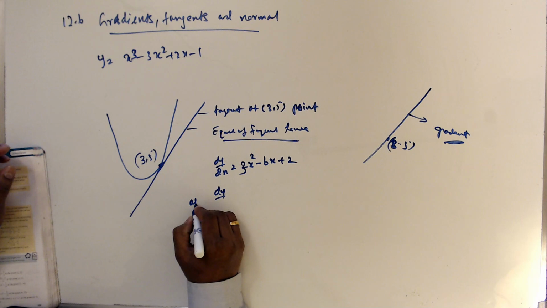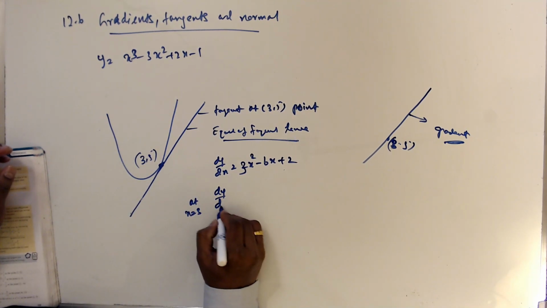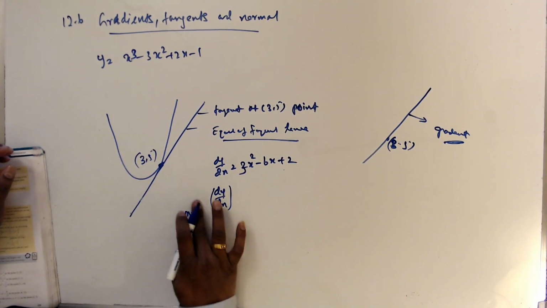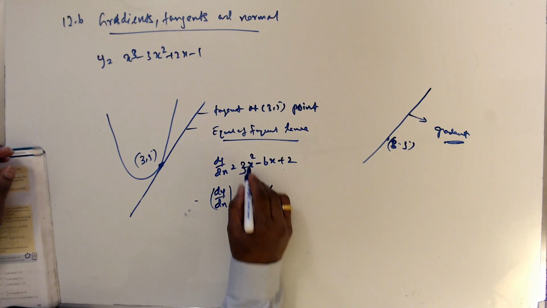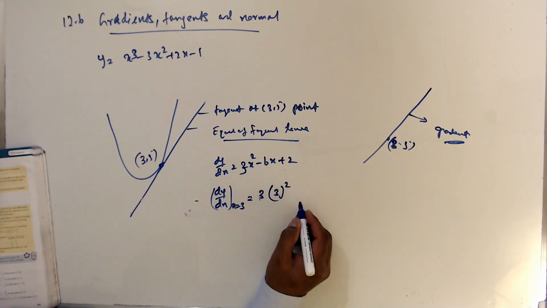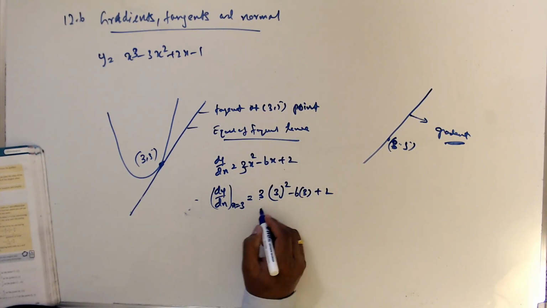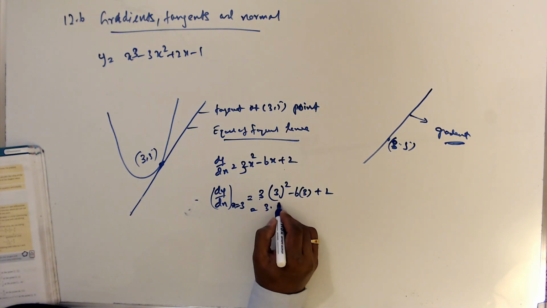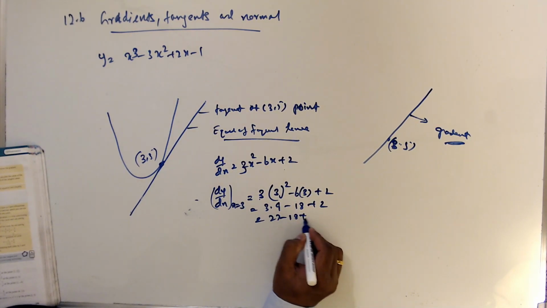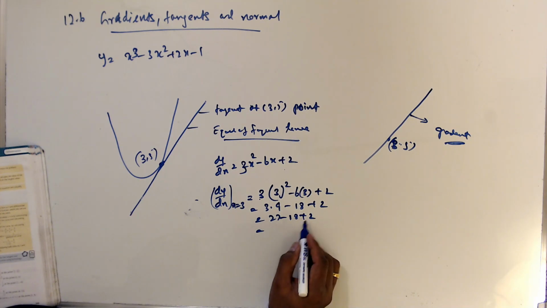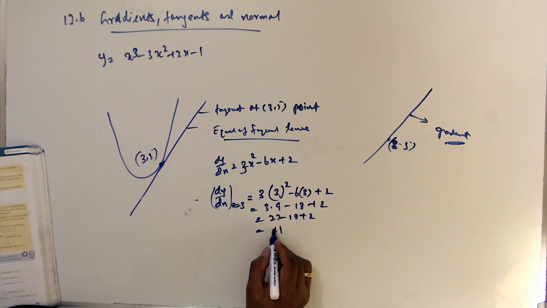Now, at x equal 3, because there is no y, dy over dx at x equal 3 is 3 times 3 squared, minus 6 times 3 plus 2. This is going to be 3 times 9, 27, minus 18 plus 2, so 9 plus 2, which is 11. So dy by dx at x equal 3 is 11.